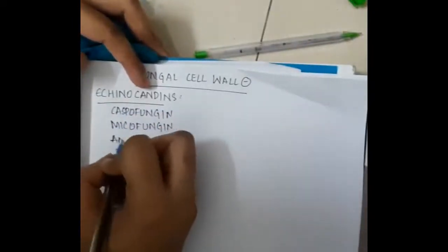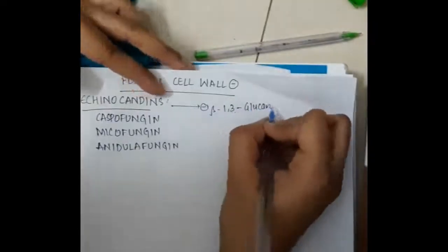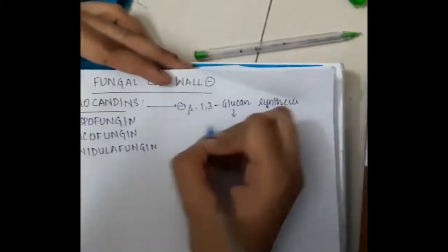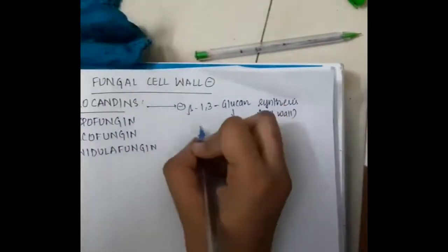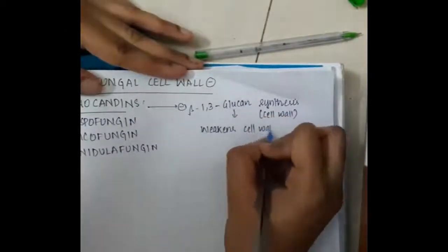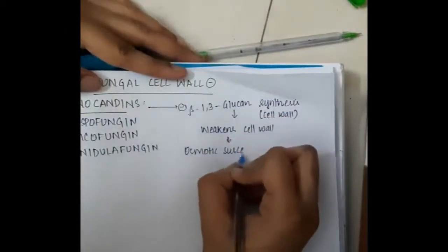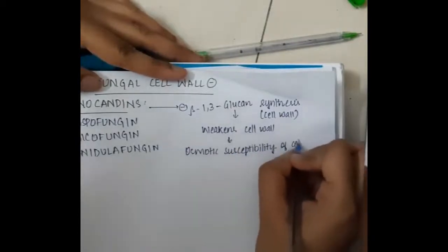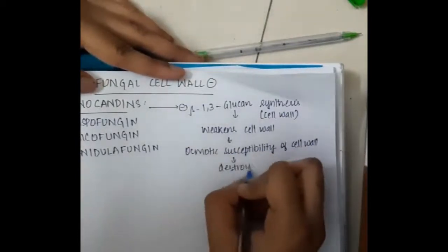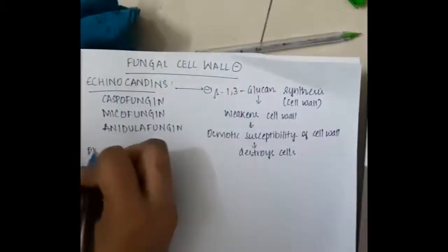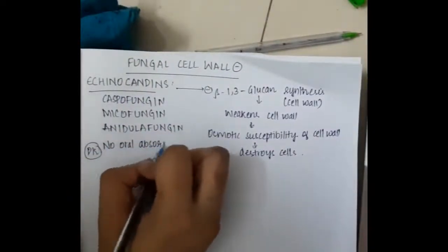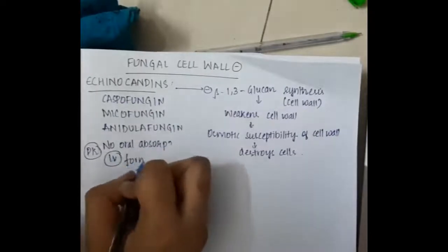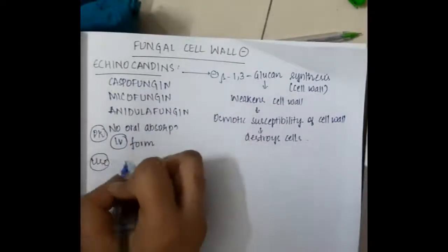Echinocandins include caspofungin, micafungin and anidulafungin. These echinocandins inhibit beta-1,3 glucan synthesis in the cell wall, and thus weaken the cell wall, causing osmotic susceptibility of the cell and destroying it. In pharmacokinetics, there is no oral absorption and only an IV formulation.